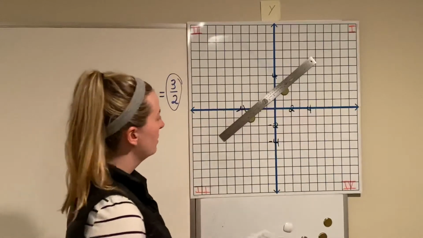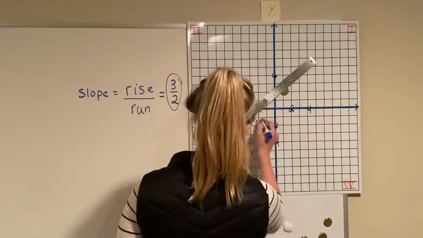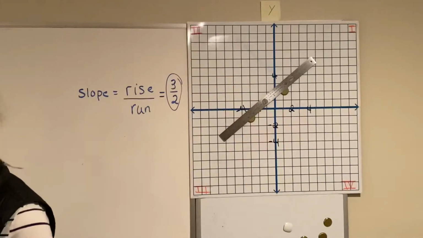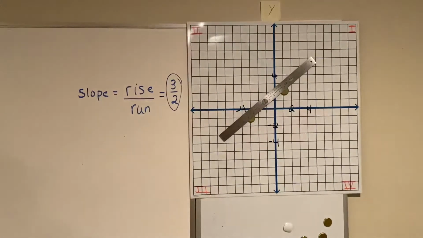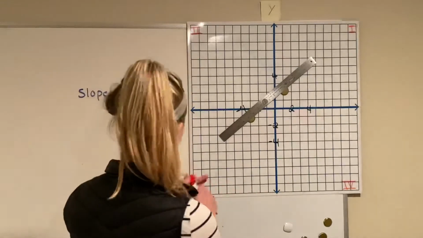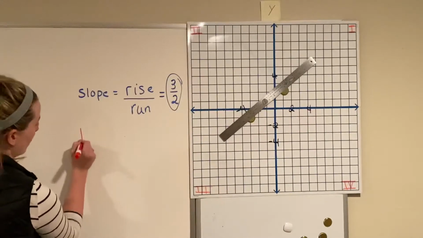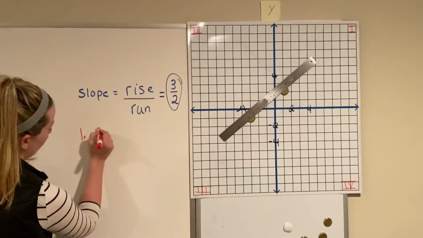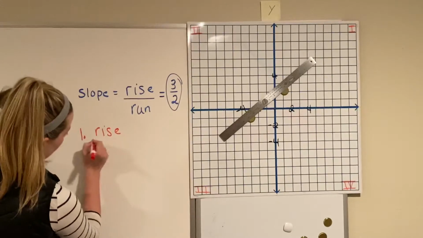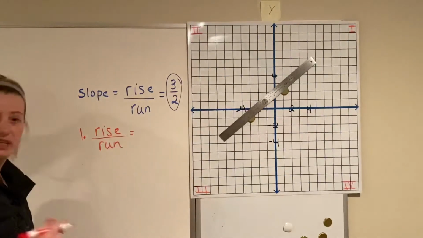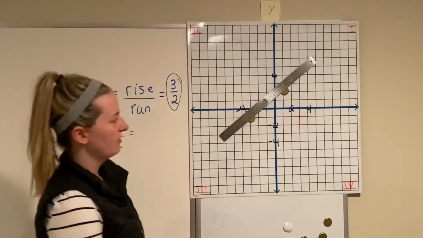So step 1, we're looking for our vertical change. Maybe I'll use a red marker to make it a little bit easier. And we're looking for our horizontal change. I hope this is still clear. So number 1, rise equals, and our run equals. And you can do it in either order. So let's look at our run first.